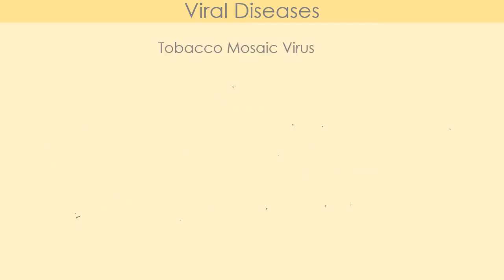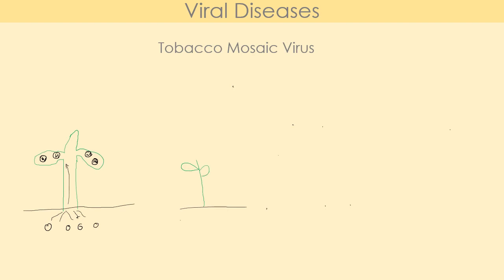And the next one we're going to look at is one called tobacco mosaic virus. Tobacco mosaic virus affects plants and it can be absorbed up through the roots and into the leaves, where it causes discoloration in a mosaic pattern. Once it has affected a plant, it can be passed to another plant through human contact.